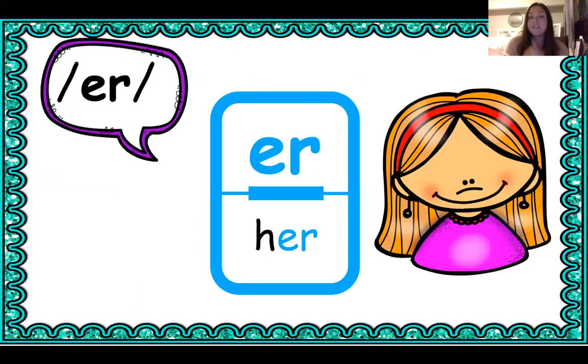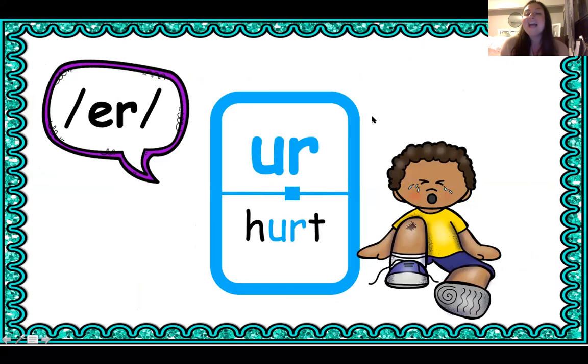Okay, so we have this sound spelled ER. When I see it spelled ER, I see the power bar, remember, is really long, which means I'm going to see that pretty often. I'm going to see the sound spelled ER a lot. I can also see it spelled UR, like right here on my sound card. The UR says /er/ in the word hurt. Can you guys practice saying the word hurt?